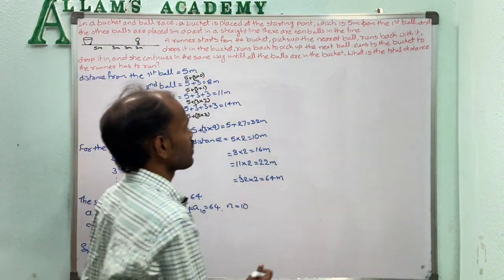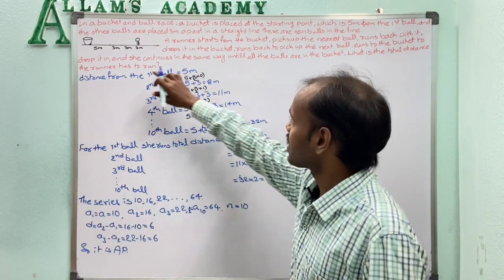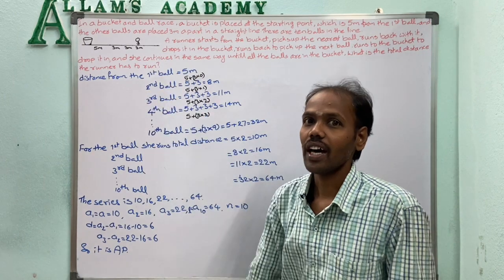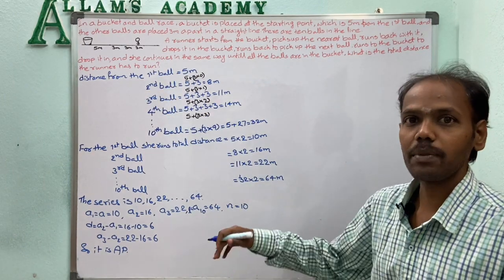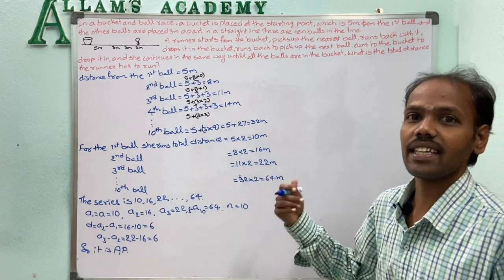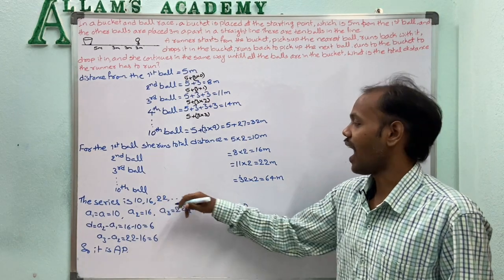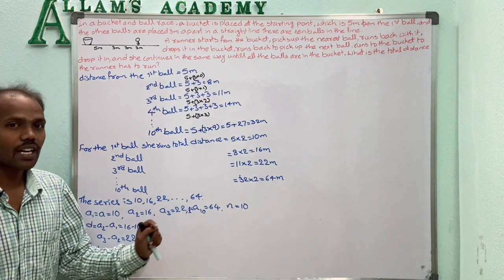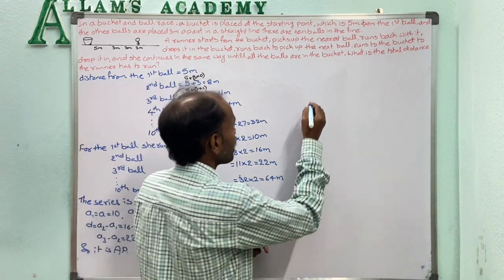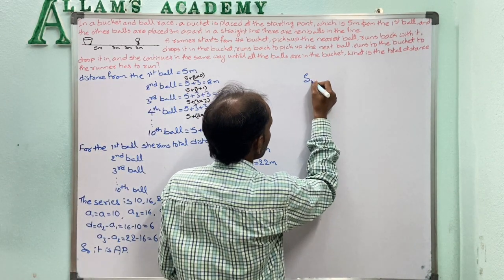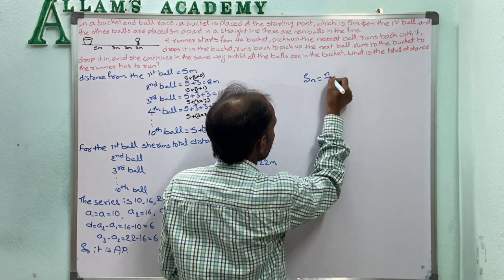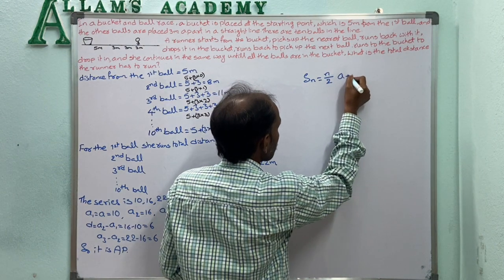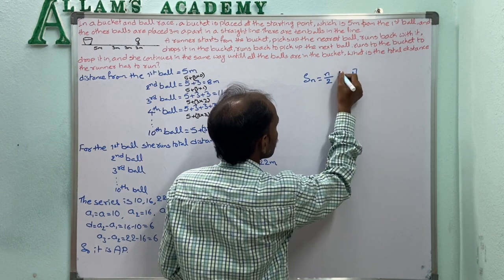Now the question asked is, what is the total distance the runner has to run? That means we have to find Sn, the sum of all these numbers. Here the first term and last term are given, so the sum of the n terms Sn is equal to n by 2 into a plus l.